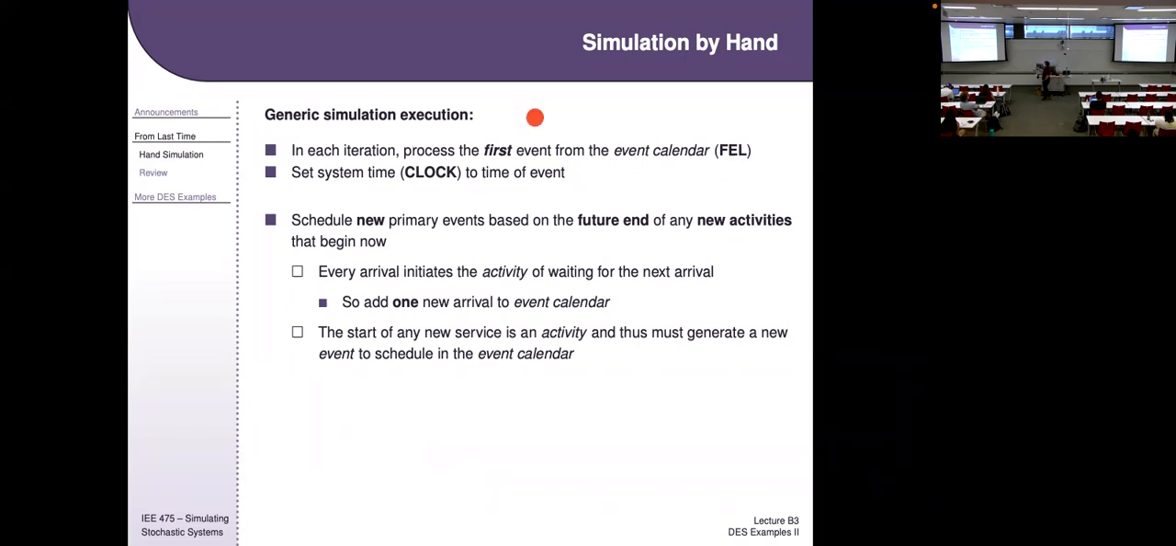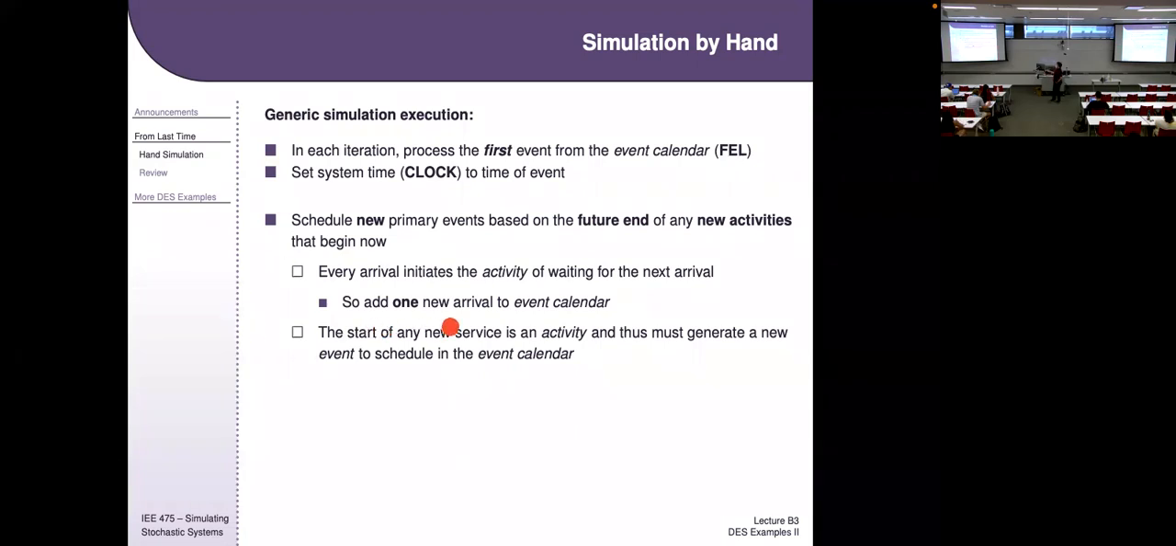So you schedule new primary events based on the future end of new activities that are triggered at the logic now. So every arrival generates a new activity of waiting for a new arrival. That's why every arrival you process in the homework, whenever you process an arrival, you know that regardless of what else happens, you will schedule the next arrival. That always will happen. So there's always one arrival in the future event list in your homework.